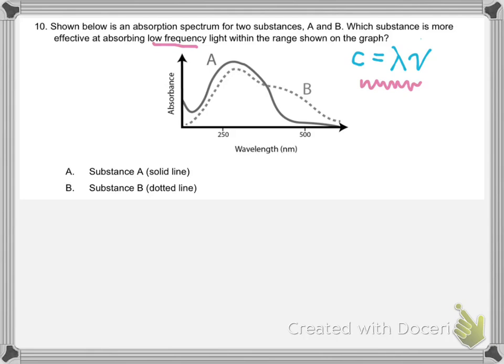And so these are inversely related, which means if one goes up, the other goes down. So if we want the lowest frequency light, we want the longest wavelength of light. So over here on the right on our graph is where we have our low frequency. And then we can see here that molecule B is what's absorbing at that position. So the answer here is B.